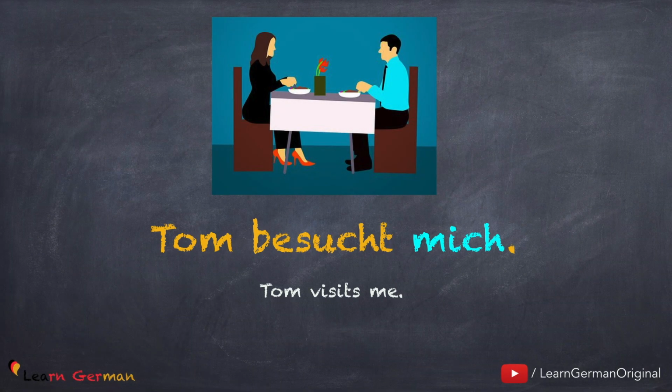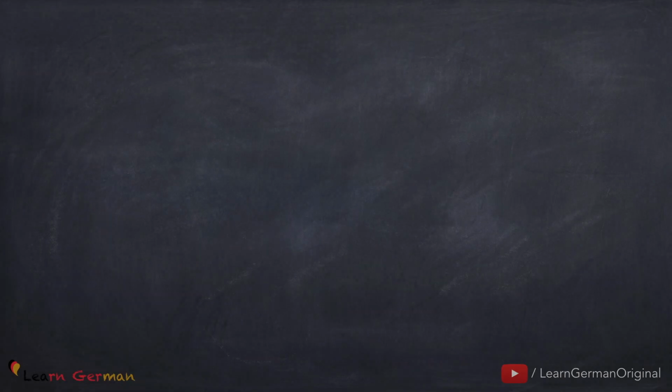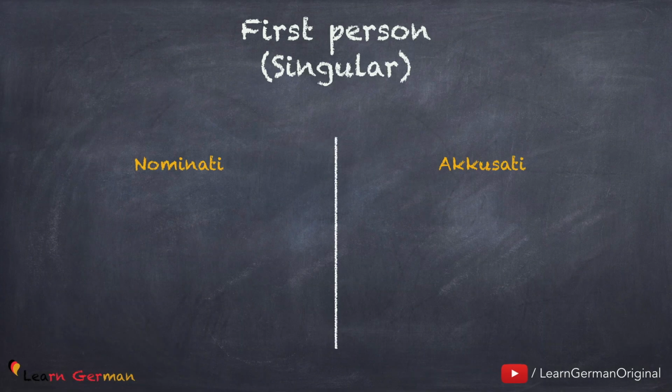Tom besucht mich. In this sentence, Tom is the nominative subject and mich is the direct object or the accusative object. As you might already know, the first person singular for nominative is ich. When this ich is placed as an accusative object, it changes to mich.